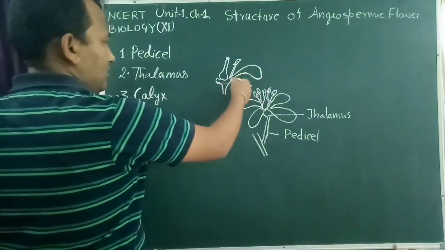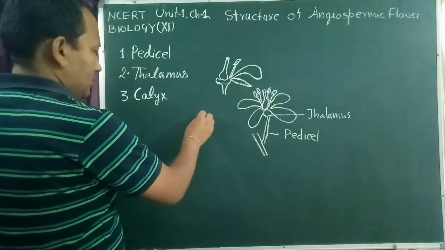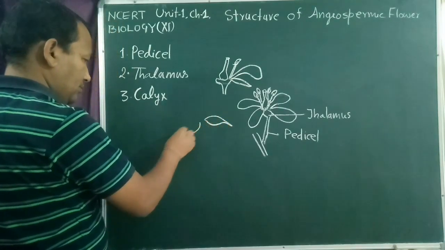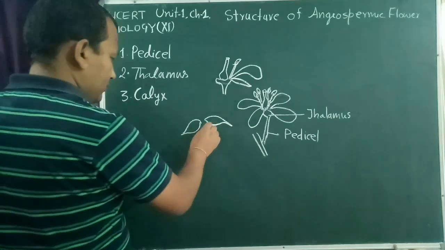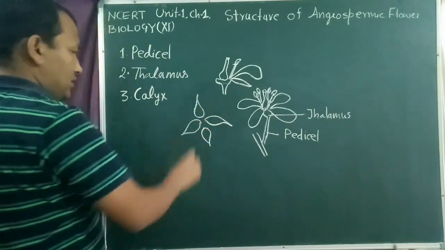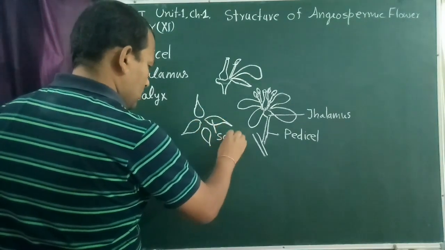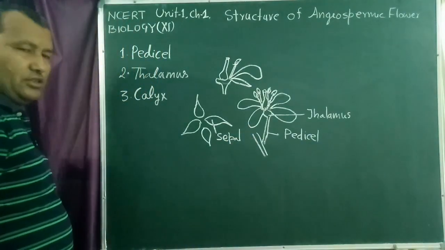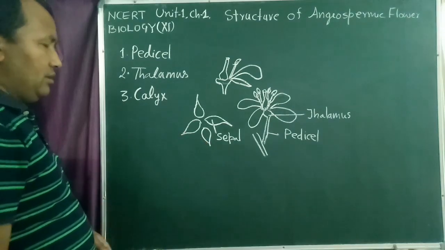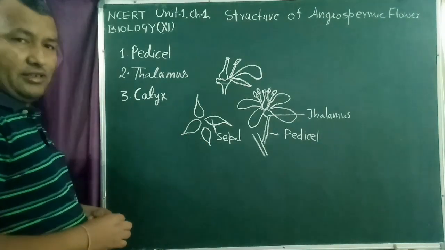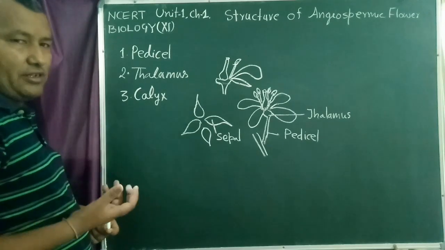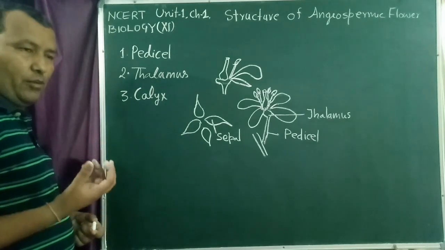Then the third part is calyx. This one is the calyx. Calyx is a group of sepals, or you can say that sepals as a whole are known as calyx. A unit is a sepal, and mostly it is green, and its function is to protect the inner parts of the flower, particularly when it is in the form of a bud.